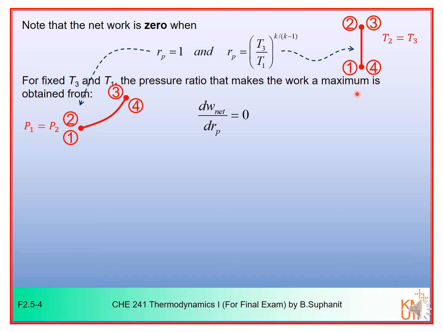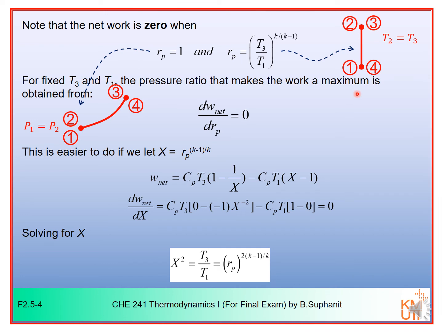So we'll simplify our function by taking Rp to the power of k minus 1 over k as x. The relationship that we developed previously becomes as shown here. Then we can take the derivative of W net with respect to x instead. It will be easier to determine analytically. The derivative result is shown here.